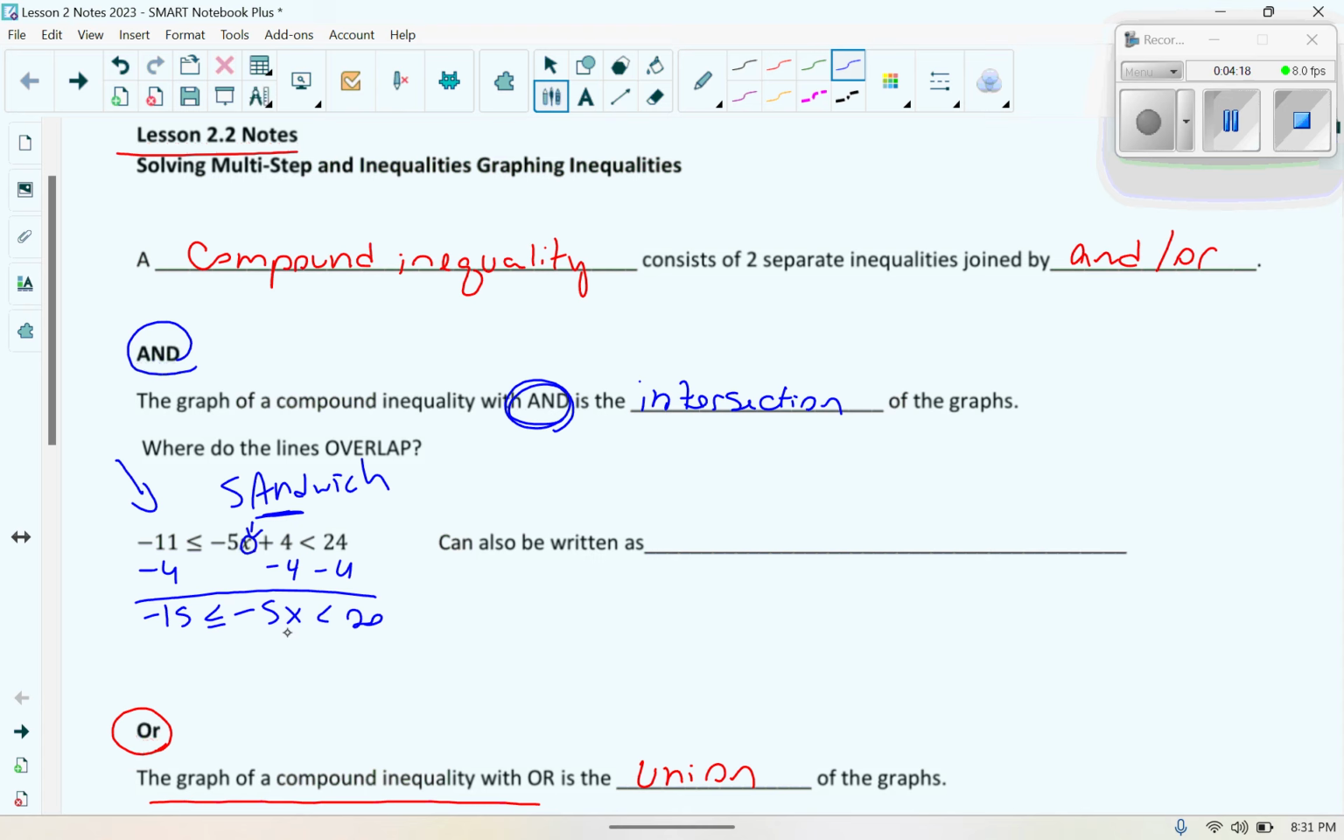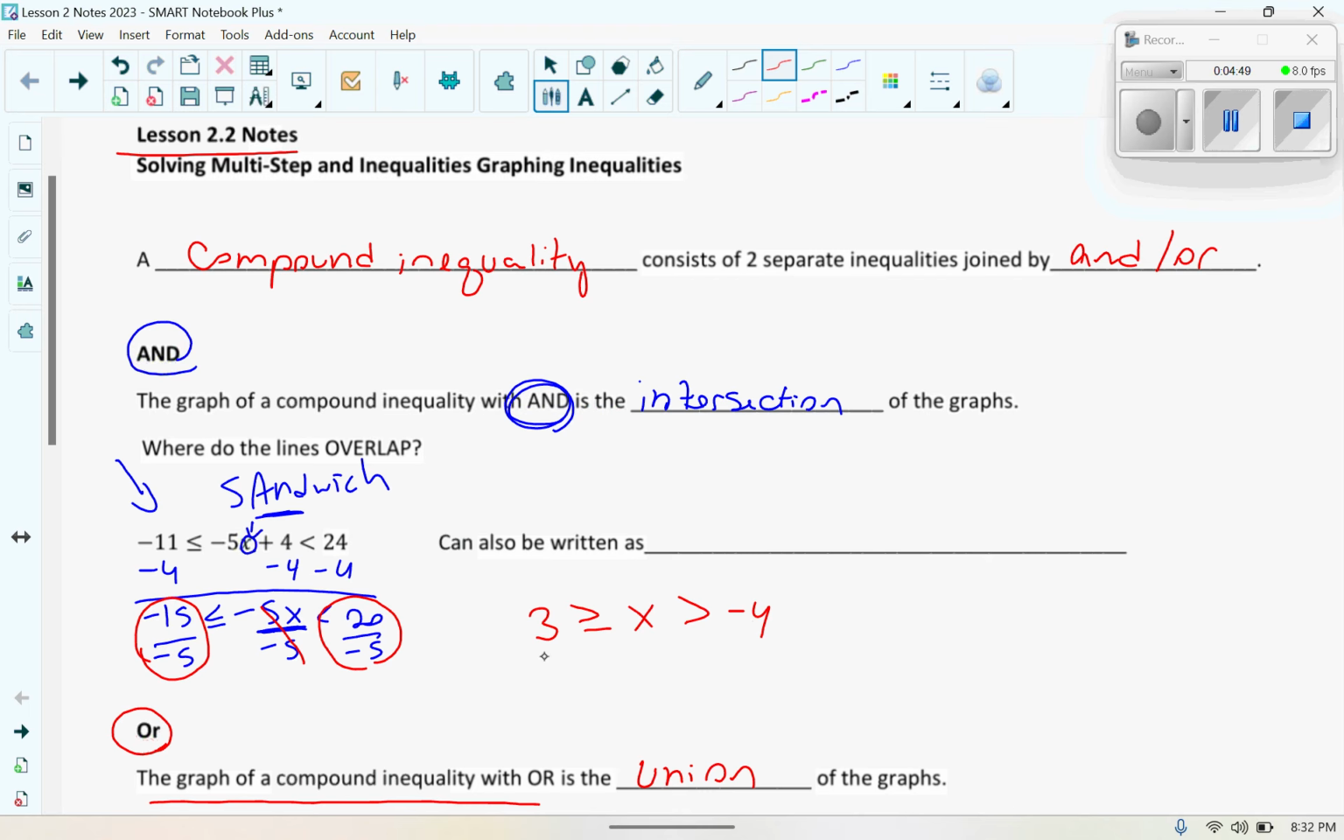Okay, now I'm going to continue to get the x by itself. So I'm going to divide by -5. Don't forget, we're dividing by a negative, so we have to flip the sign. So let's look at this. I have this, that's going to be a +3, and then is greater than or equal to, let's see, these cancel. So I get x is greater than -4.